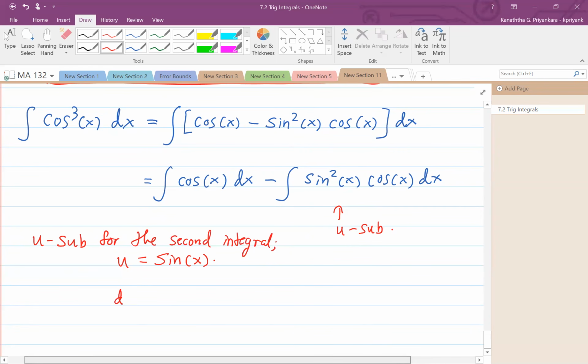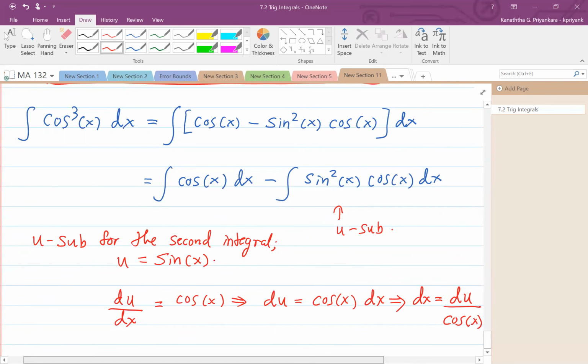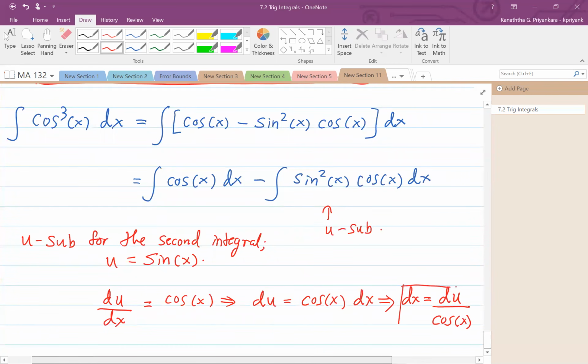So we can take the derivative. du over dx, we get the derivative of sine, which is cosine x. From this we get du, that is cosine x dx. Now I'm going to divide both sides by cosine x. So we have dx would be du divided by cosine x. So that is an expression for dx.